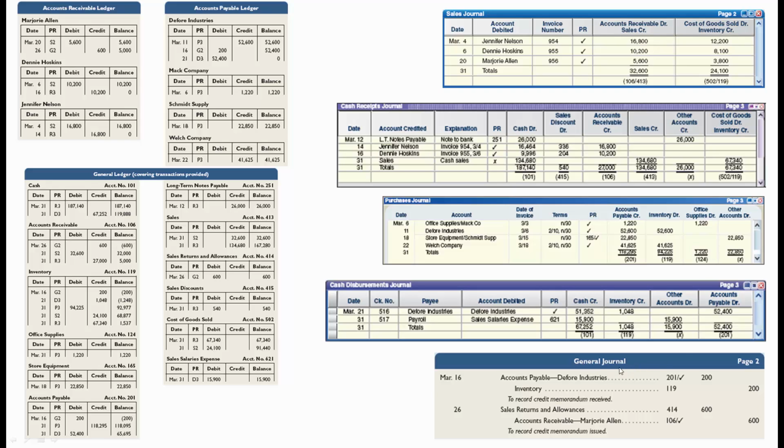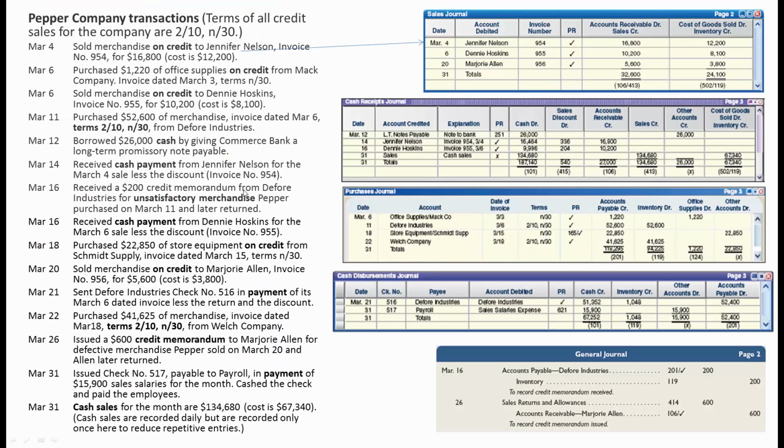Accounts payable, dedicated column, so won't be updated until the end of the period. Now, as for the general journal, which would record anything that's not cash or credit related, these will be updated as they transpire in the general journal, as well as anything that would relate to the accounts receivable or accounts payable ledger. So let's look at a couple of transactions.